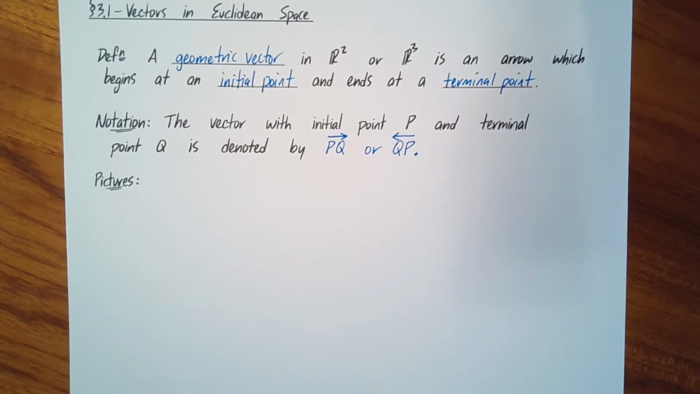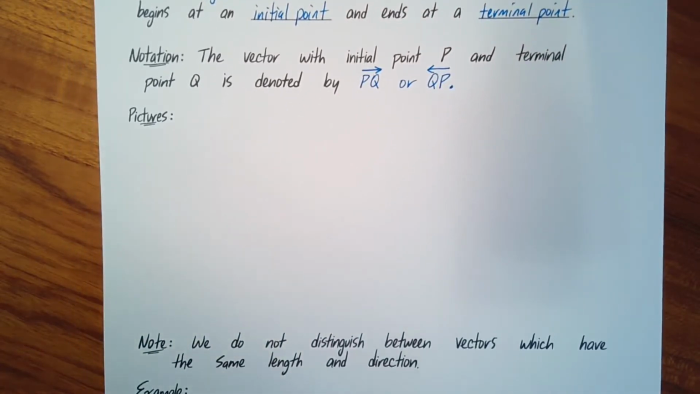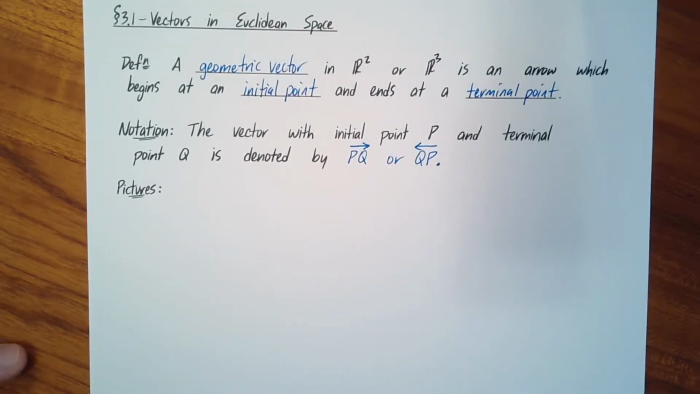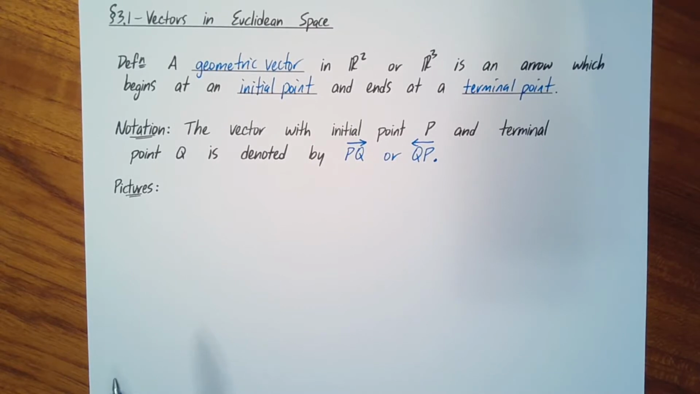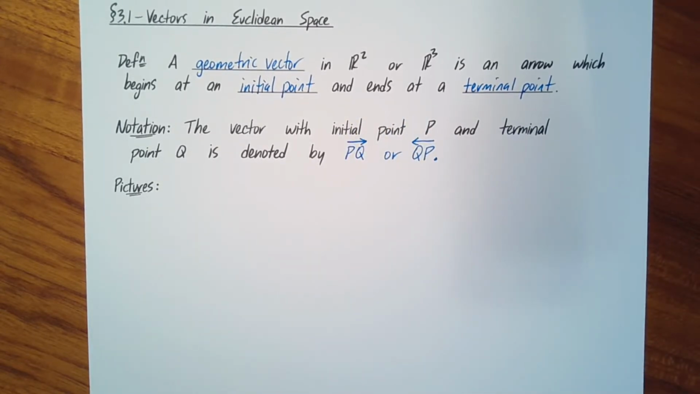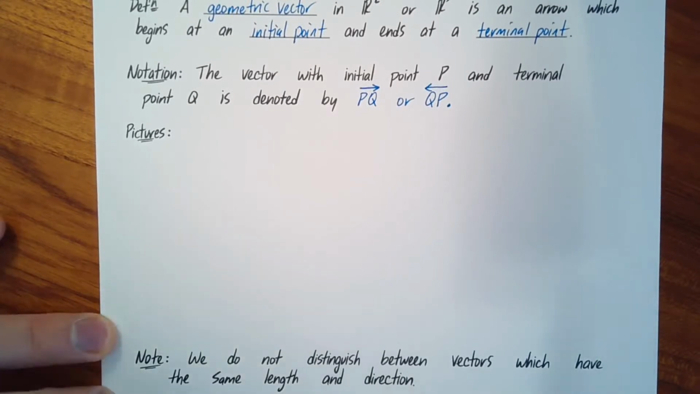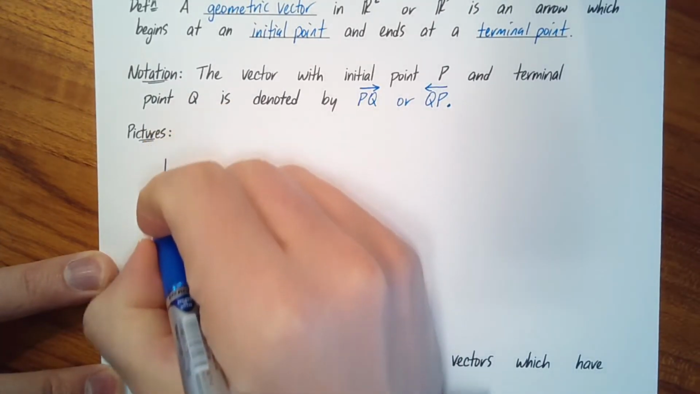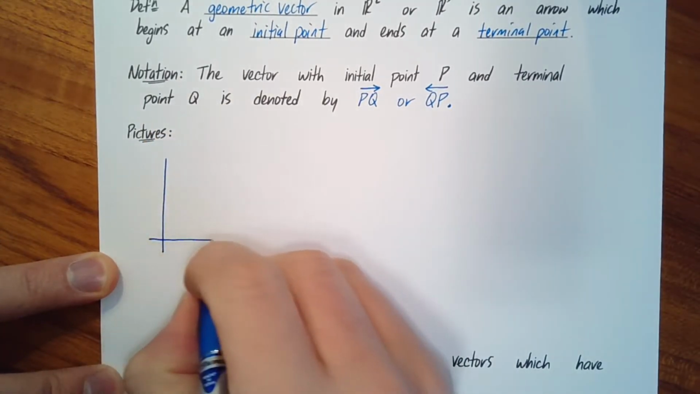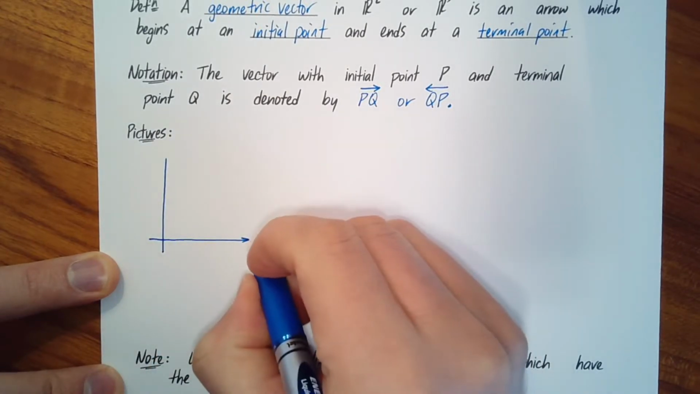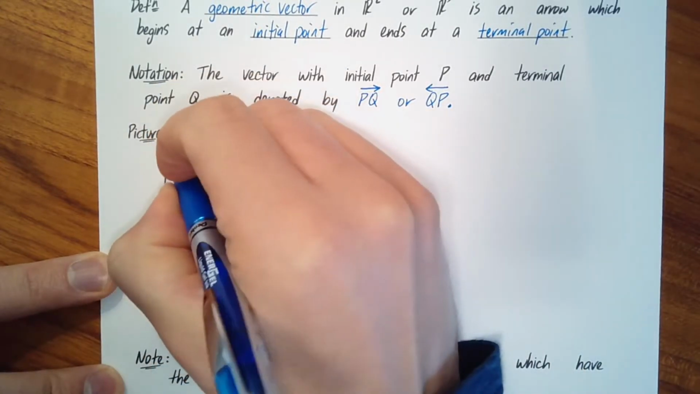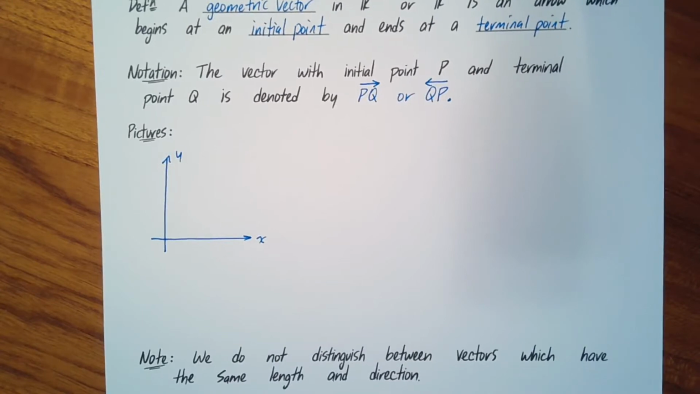Okay, let's draw a picture of what this might look like. So remember what I said. I mentioned they could live in R2 or R3, and up until this point, the distinction hasn't been made clear, but in this picture it will. We'll do an example of each. So let's draw an example of a vector in R2. R2 is just the Cartesian plane. You've got your x-axis and you've got your y-axis, right?